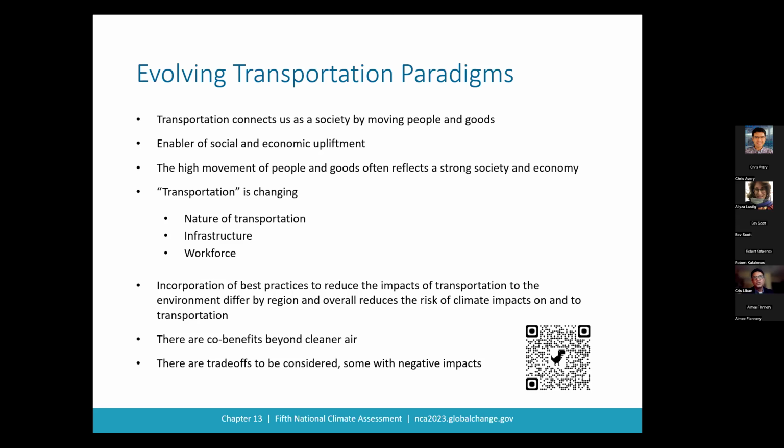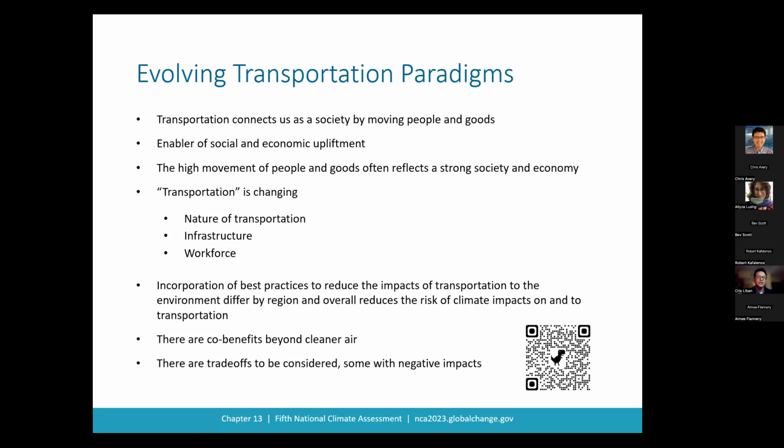We've considered best practices to reduce the impacts of transportation to the environment, and those best practices differ by region. And also, we have considered the overall reduction in risk of climate impacts to the transportation sector. There are also co-benefits that we have considered beyond clean air, and there are trade-offs with many of the things and strategies that you'll be hearing about today as well.